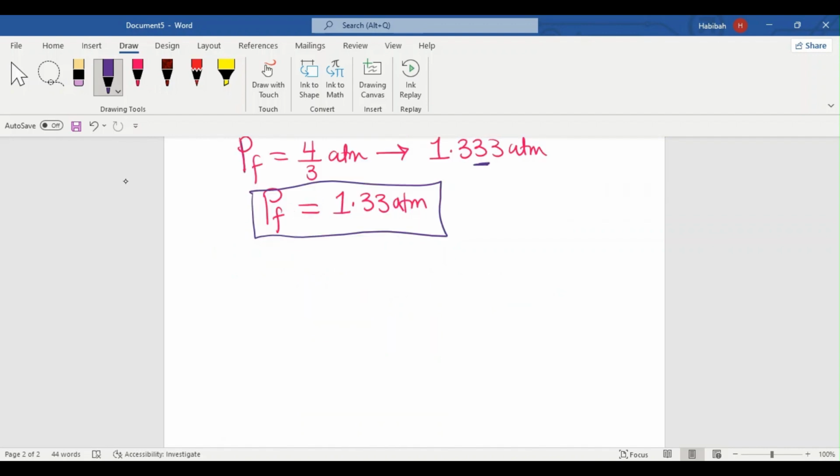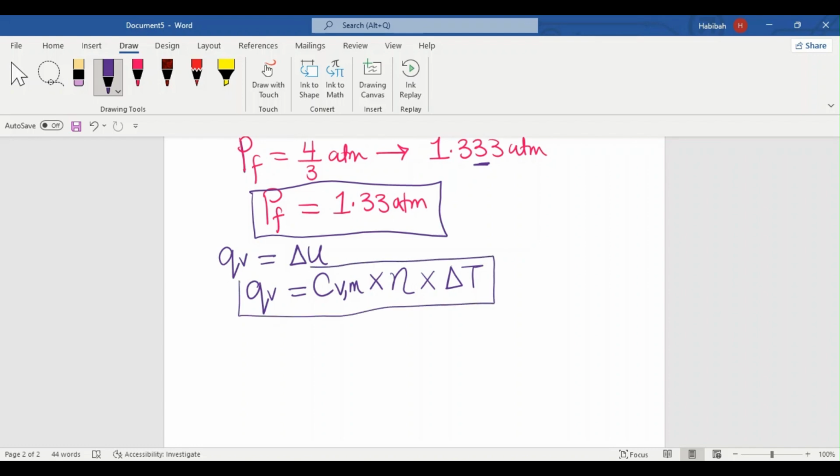So the next part of this question is that we're supposed to determine heat, right? Before we do that, let's not forget that heat is the same thing as change in U, because of course work is equal to 0. So we're going to determine heat. Heat at constant volume is equal to C_V,m times the number of moles times the change in temperature. This is the formula that we're working with right now.